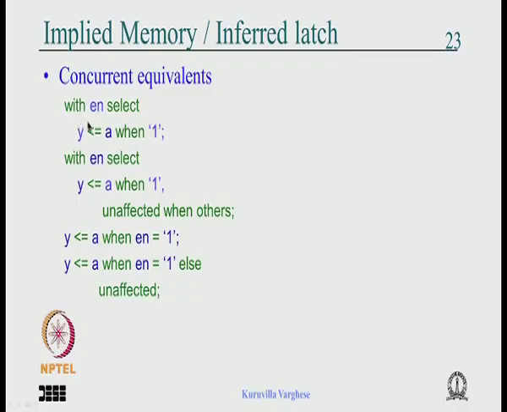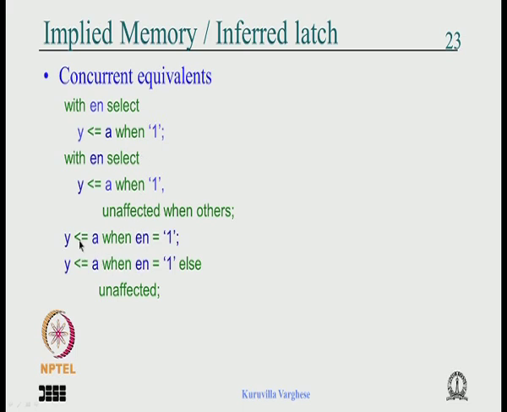So let us look at the syntax. Suppose you take with, and this is the enable of the latch: with enable select y gets A when 1, and we are not saying anything for when 0 or when others. You just say y is A when 1 and we don't say what happens when others, that means y gets y when others. That is the meaning of it. Or you can say: with enable select y gets A when 1, unaffected when others, that means the output is unaffected for the other cases. Both are the same.